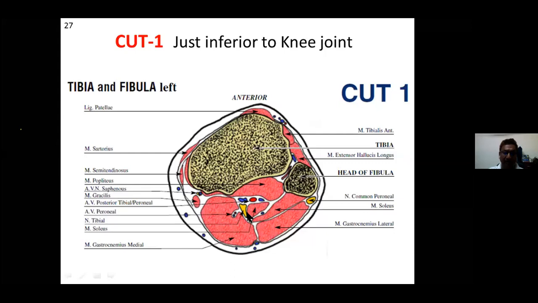Wires can be safely inserted within an arc of 220 degrees. These from here to there, you can place wires. The safe zone extends from here to the head of the fibula, excluding the patellar attachment. This is the ligamentum patellae.